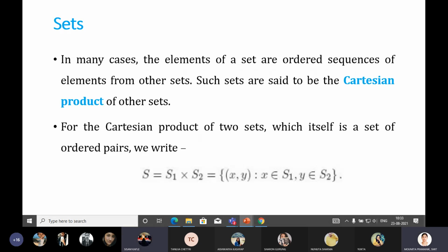Then we have the concept of the Cartesian product. In many cases the elements of a set are ordered sequences of elements from the other set too, so we call it a Cartesian product of the sets. The Cartesian product of two sets is represented through ordered pairs. We can write S as the Cartesian product of set 1 and set 2, having all the pairs X and Y such that X belongs to set 1 and Y belongs to set 2.